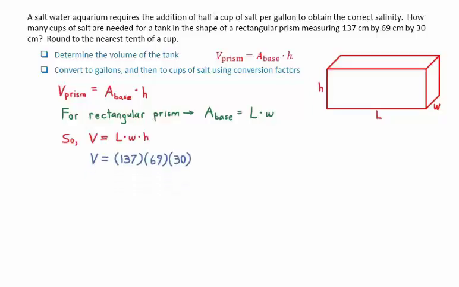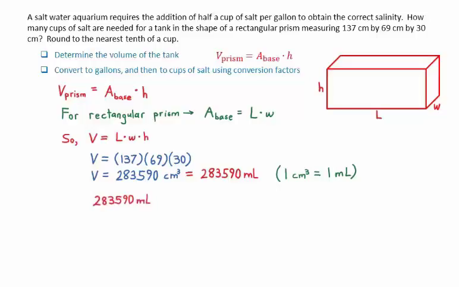In our case, we have the length, 137, the width, 69, and the height, 30. Substituting that in gives us a volume of 283,590 centimeters cubed. This is also the same thing as 283,590 milliliters, since 1 centimeter cubed is exactly the same as 1 milliliter.